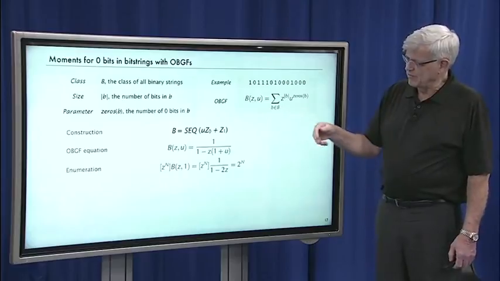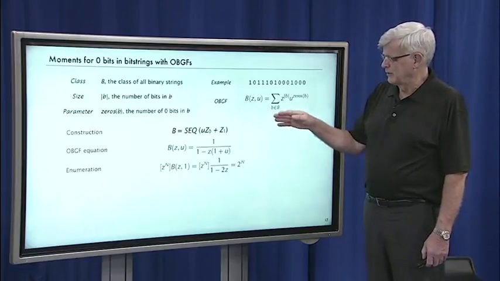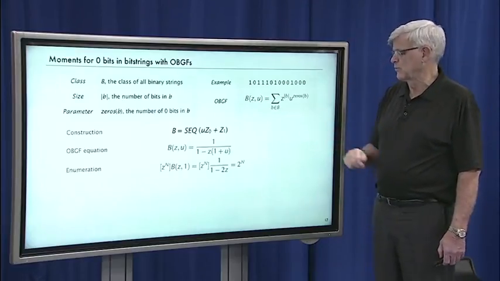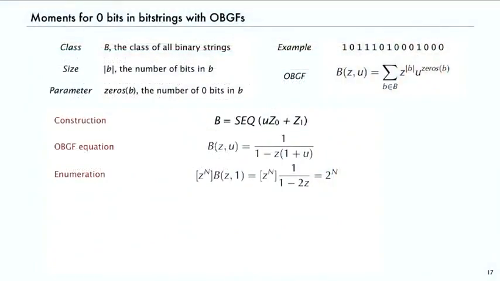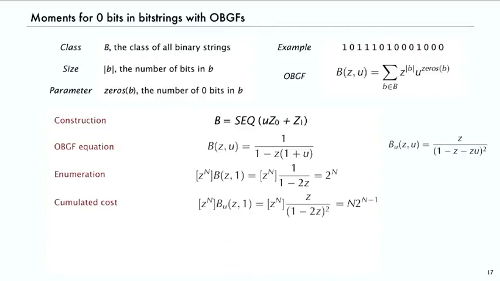So how many binary bit strings are there? Well, we evaluate at u equals 1, so that's 1 over 1 minus 2z, and then take the coefficient of z to the n. That's 2 to the n, so that's as expected. To do the accumulated cost, the total number of 0 bits in all bit strings of length n, we need to compute the partial with respect to u of the OBGF.